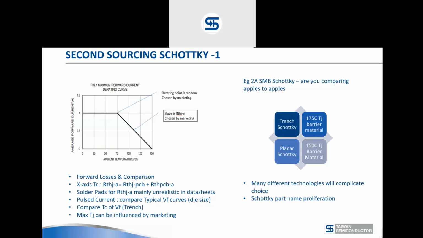Well, there could be 4 versions by now because somebody could make it in trench or in planar with different barrier materials and that type of stuff. So there are many different technologies that will actually complicate your choice. And as a result, there is also a Schottky part name proliferation in the business. We'll talk a little bit later about that, and that makes the second sourcing actually significantly more complex.